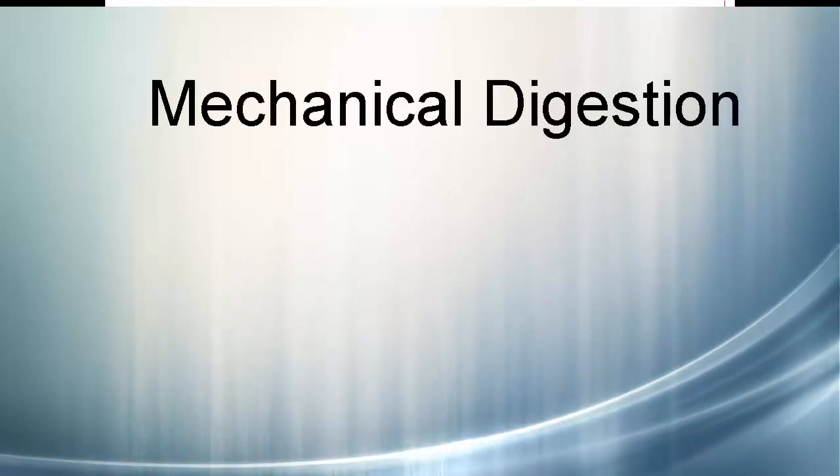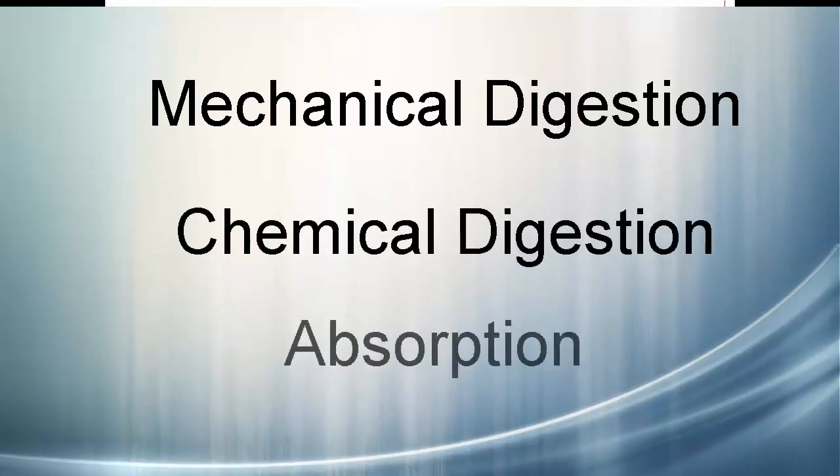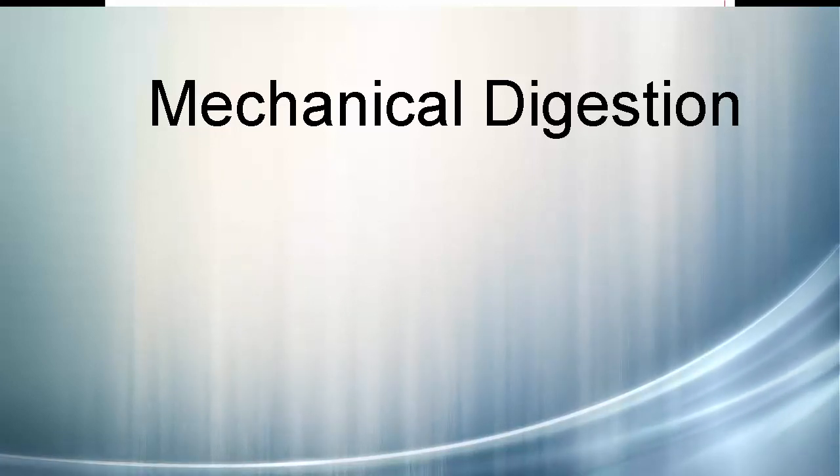There are three major processes that occur within the digestive tract once food enters. The first is mechanical digestion, then chemical digestion, and last, absorption. In this short video, we're going to talk about mechanical digestion, which occurs in the GI tract.